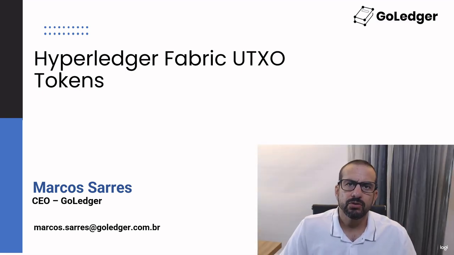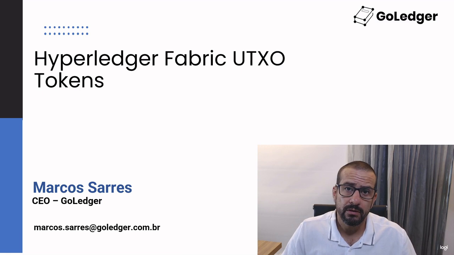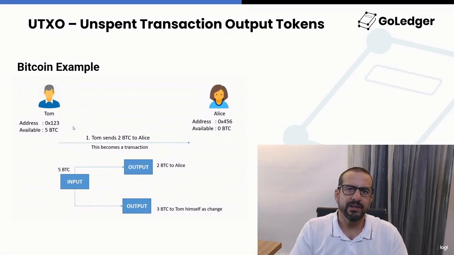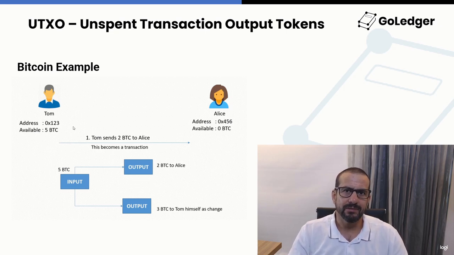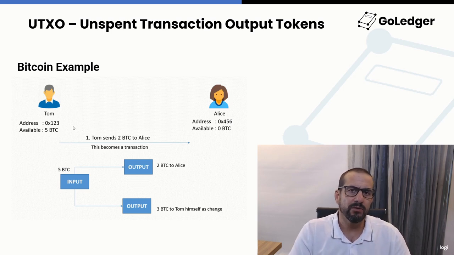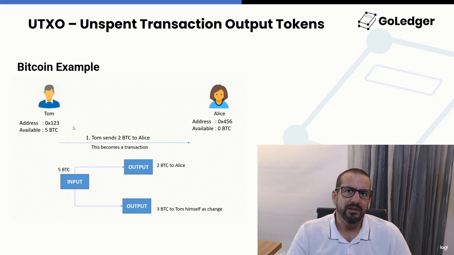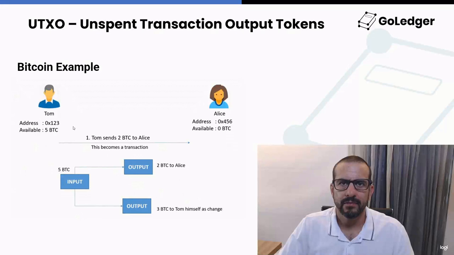Today we're going to demonstrate the creation of a token in a Hyperledger Fabric network using the UTXO concept. UTXO stands for Unspent Transaction Output. Especially on cryptocurrency networks, whenever a transaction happens, it's necessary to provide some inputs when you want to send some token or some cryptocurrency from one to another. And this transaction will return some outputs.